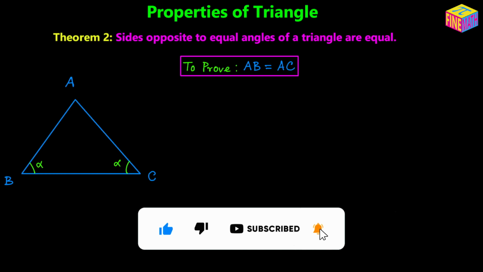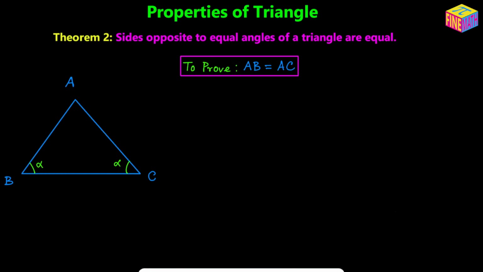You can say angle B and angle C are equal angles, and we have to prove that the sides opposite to these equal angles are equal. So what are those sides going to be? Well, they will be the side AB and AC. So we have to prove that AB is equal to AC, right?